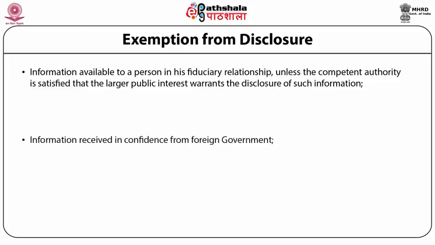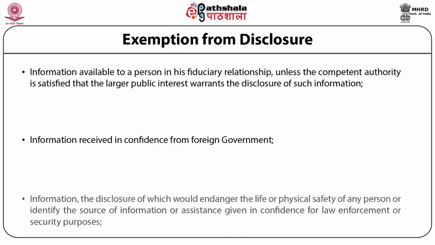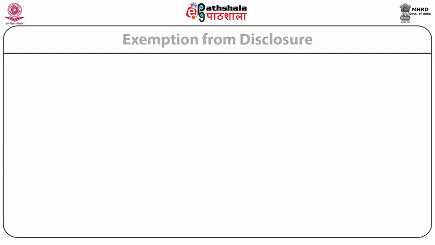Information received in confidence from a foreign government is also exempted from disclosure. Information the disclosure of which would endanger the life or physical safety of any person, or identify the source of information or assistance given in confidence for law enforcement or security purposes, is also exempted from disclosure.